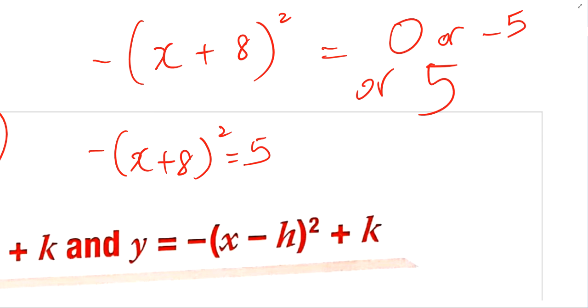I am going to bring it over. Yeah, I have to because I want to evaluate for x. So I'm going to divide by negative 1 on both sides. I'm going to multiply by negative 1 on both sides. They are the same. So I get x plus 8 squared equals negative 5. Then I'm very happy. I'm getting closer.